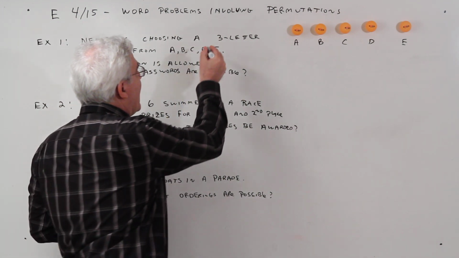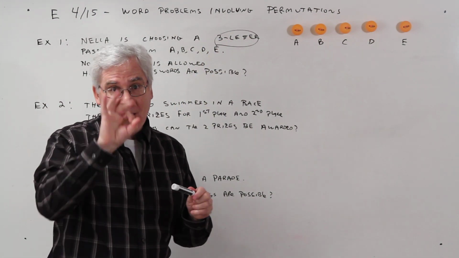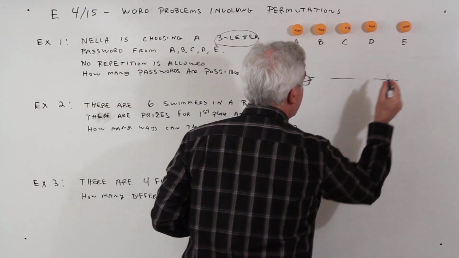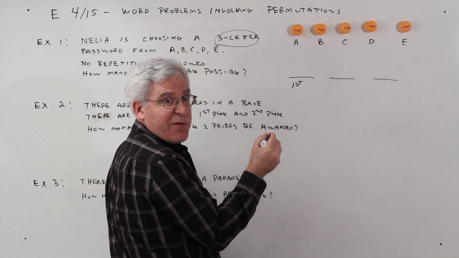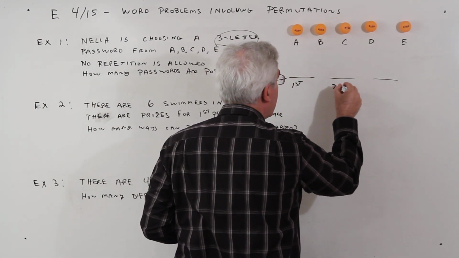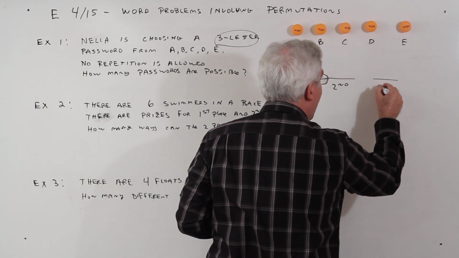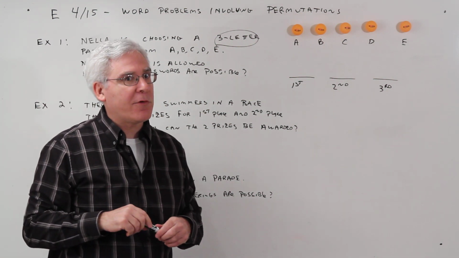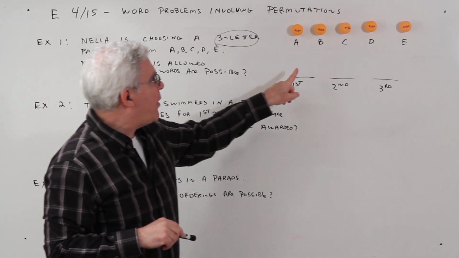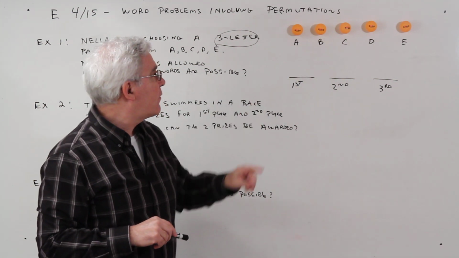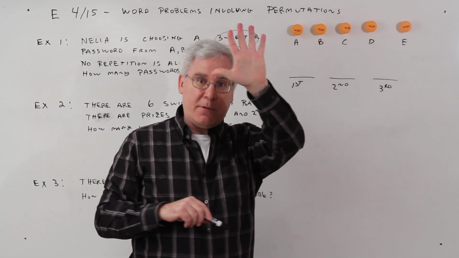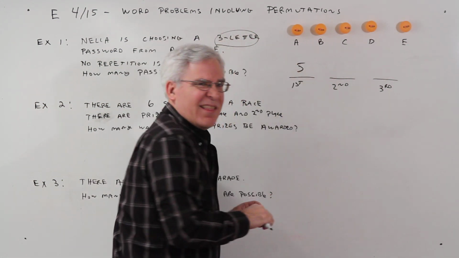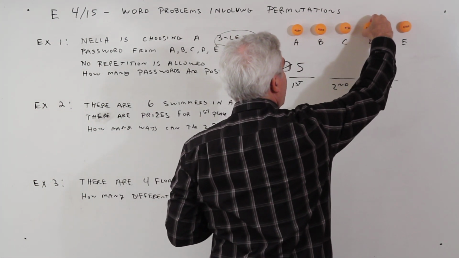So we want a 3-letter password. So I'm going to make 3 dashes. Dash, dash, dash. I'm going to call this the first letter of the password, the second letter of the password, and the third letter of the password. I'll come up with a fun password. So, all right, how many ways can I have somebody be first? 1, 2, 3, 4, 5. There's 5 possible letters. So there's 5 ways that can happen. Let's be fun and say we chose it to be the letter D.